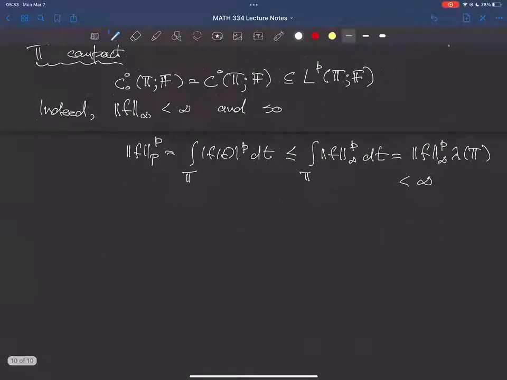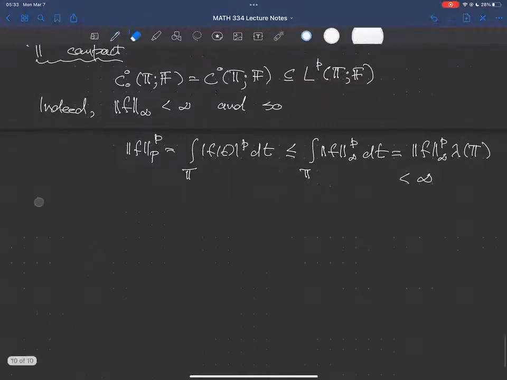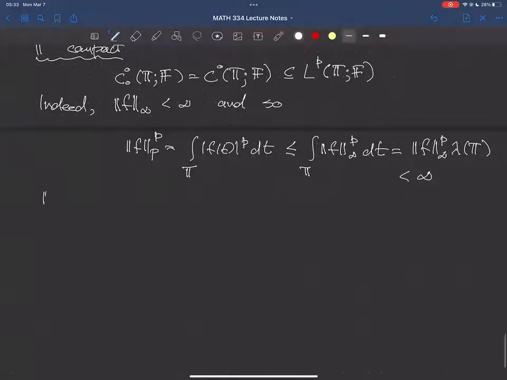Then you might wonder, what's the relationship between the Lp spaces between themselves? Let's look at that in not the compact case, but the bounded case. That'll include the compact case as a special case. So let's look at T bounded.